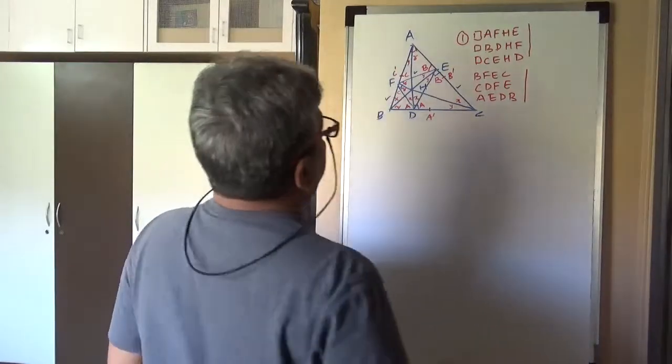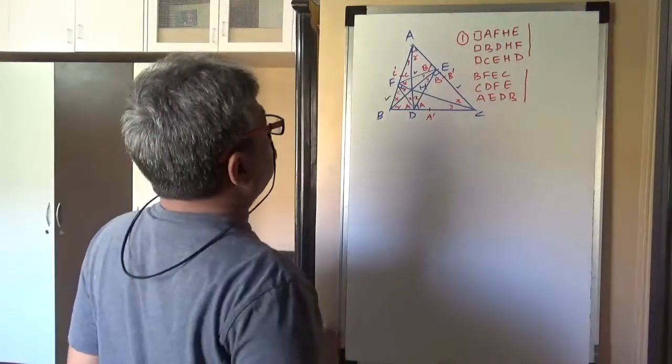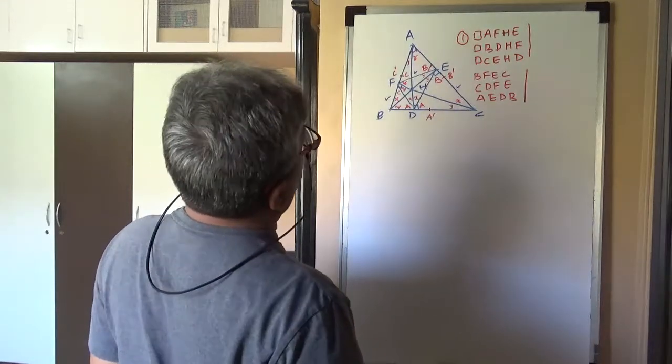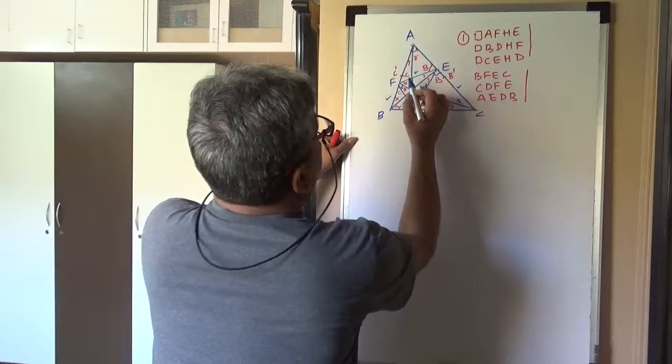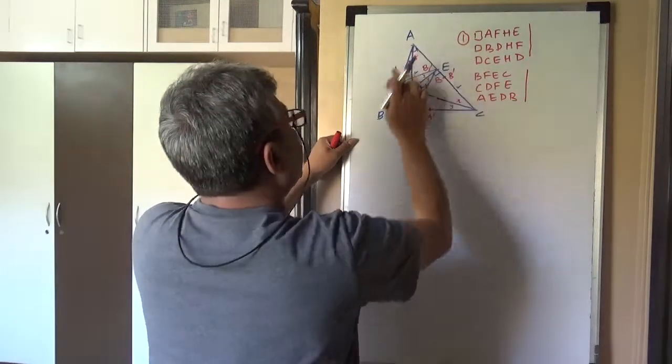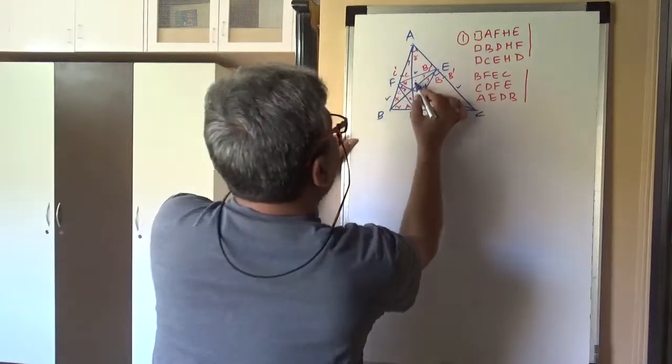Okay. Now this angle is, so this angle is C, AFE is C, and we said AFHE is cyclic.